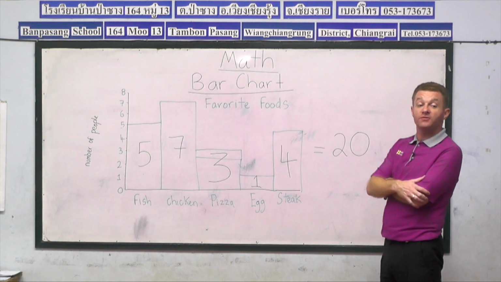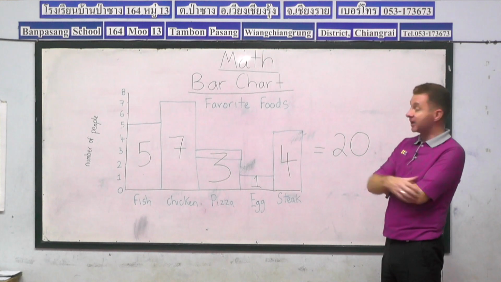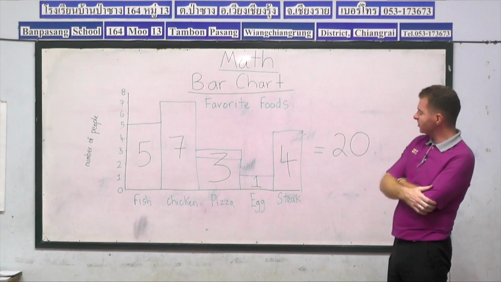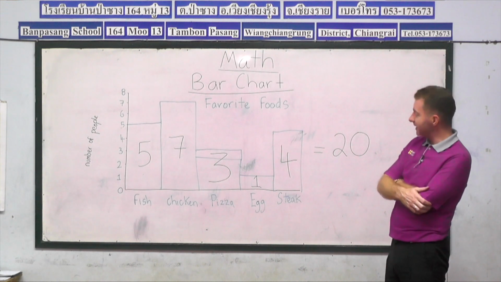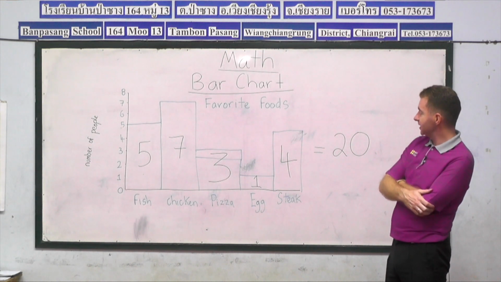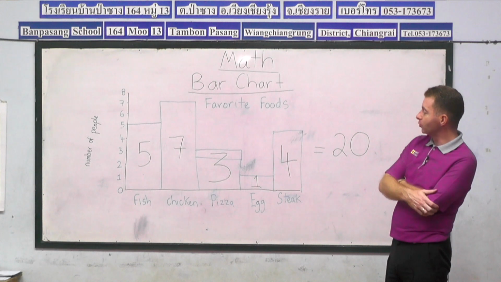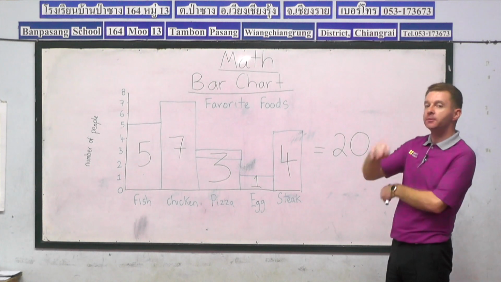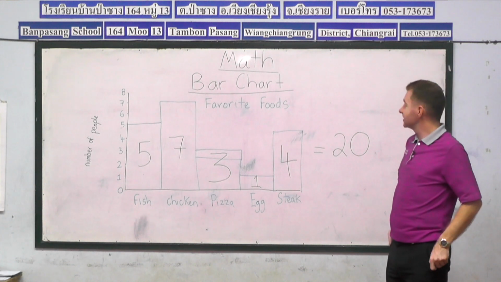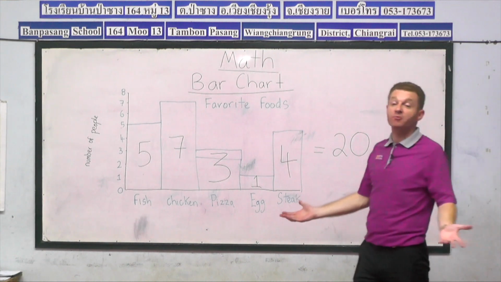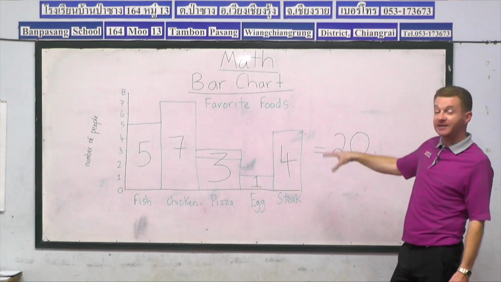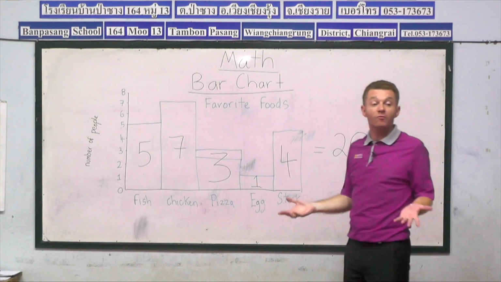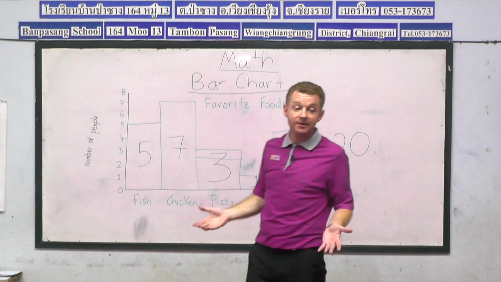7. And that food is? Chicken. Chicken is the most popular. Which is the least popular? Egg is the least popular, yes. And which food do 4 people like the most? Steak. Guys, that's brilliant. You see, by looking at the bar chart and taking the different types of information, you can already read your bar chart correctly. Brilliant.